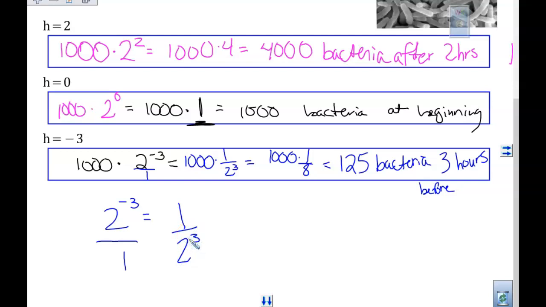Now, could you also put in your calculator 2 raised to the 3rd power? And hopefully you get 8, and our answer is 1/8. If you tell me this answer is 0.125, I'm going to mark it wrong. I don't want the decimal. I want you to keep it as a fraction when you're doing homework.